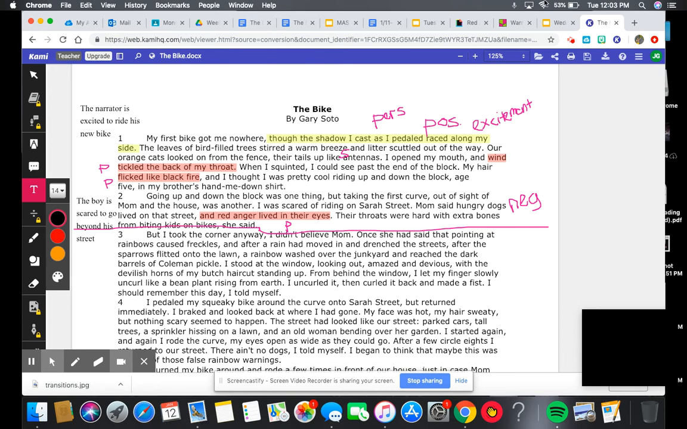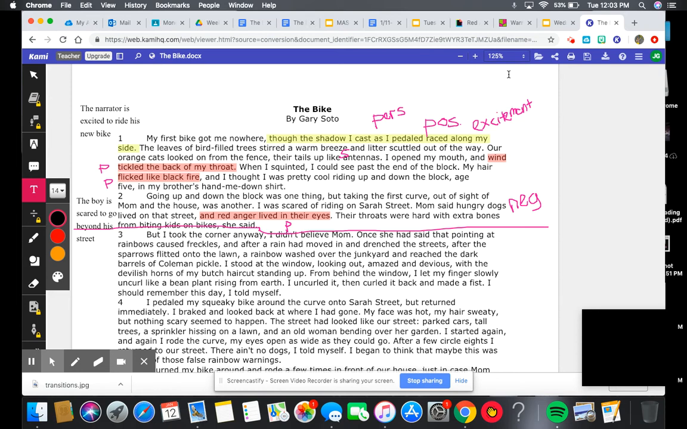On the first paragraph, I highlighted a couple of things. "My first bike got me nowhere, though the shadow I cast as I pedaled paced along my side." I highlighted that because it's personification. The shadow is not human, but it's described as pedaling along his side. Shadows can't do that. They're not living, they're just a shadow of you. So that's personification. But I also said that it was positive sounding and it showed excitement, like he was really excited, almost like a rebel.